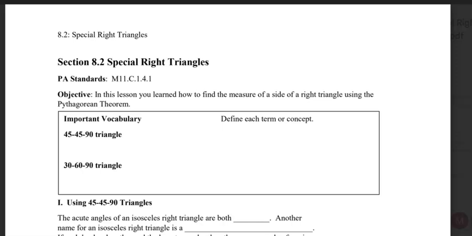Welcome to lesson 8.2, part 1, special right triangles. Today we're going to be focusing on 45, 45, 90 triangles.